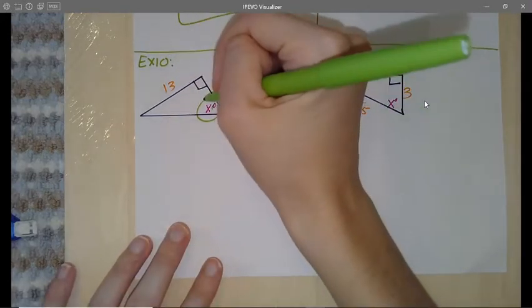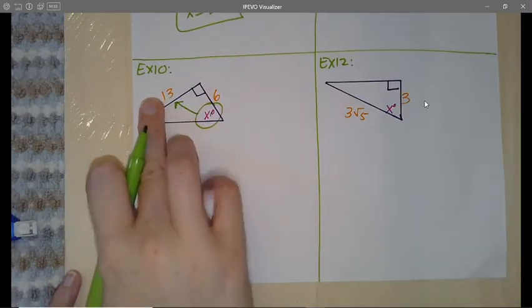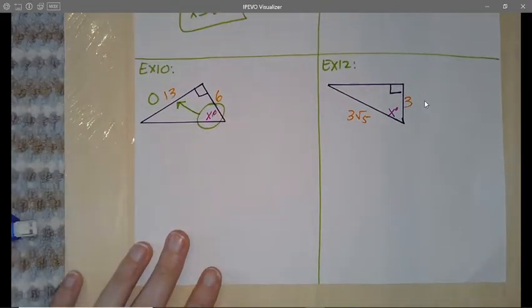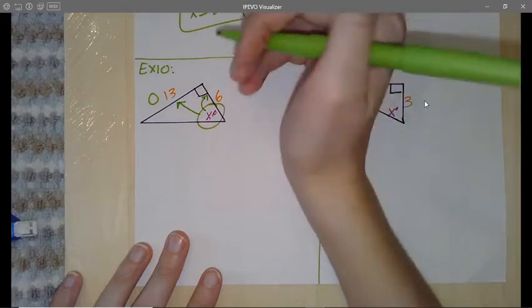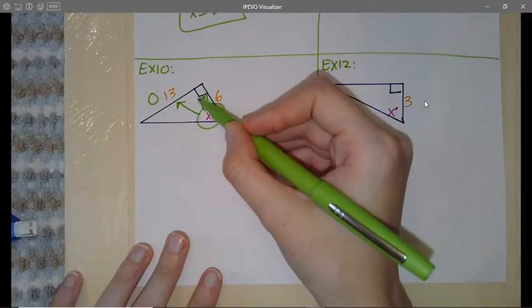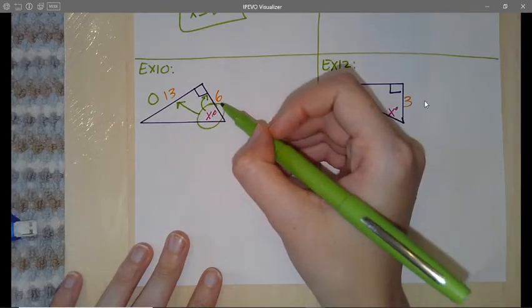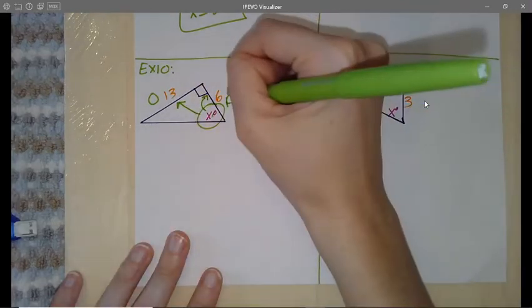So the 13 is the side directly across from my angle. The 13, the side across from it, is going to be which side of my right triangle? That would be the opposite side. And the 6 is the side right next to my angle that is not the hypotenuse, because don't forget the hypotenuse is the side directly across from the right angle. So what is this side called? Yes, you guys are brilliant. That would be the adjacent side.